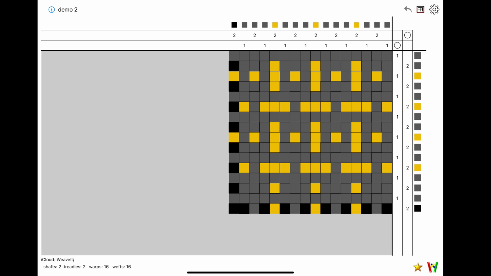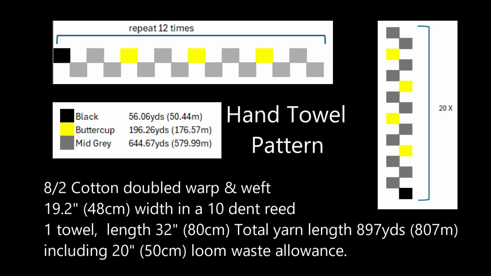Let's learn how to read and write weaving drafts by taking this iWeave It software draft and creating a working pattern.